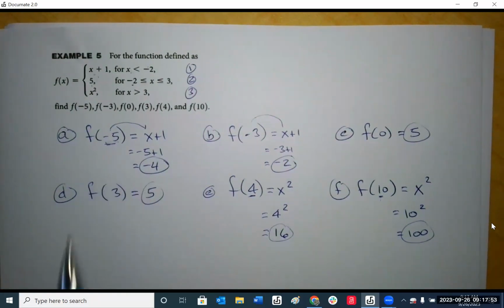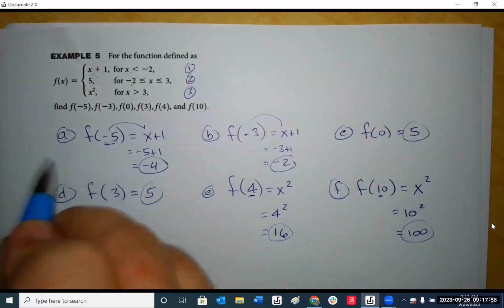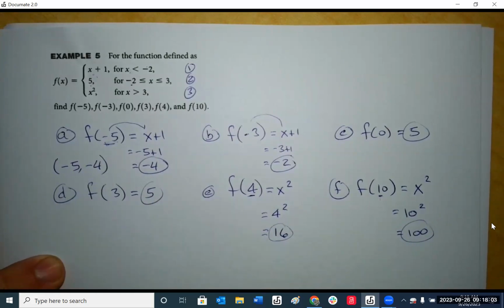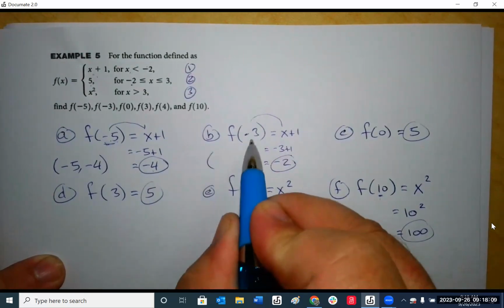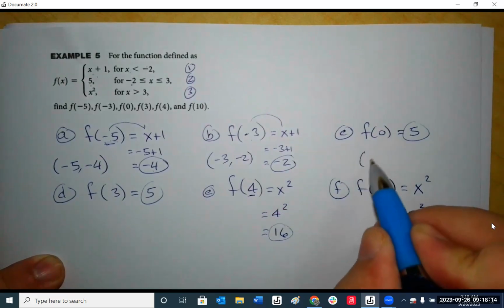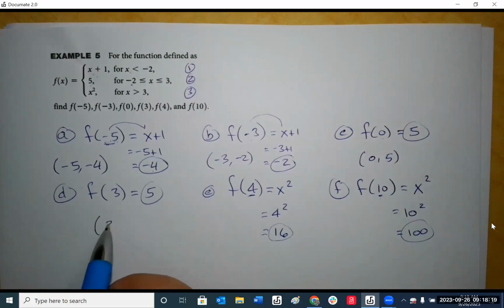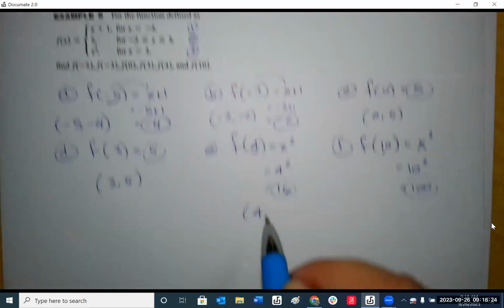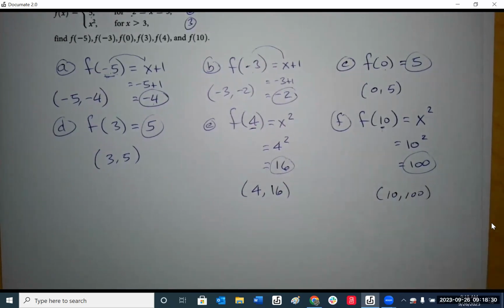Now, each of these things represent a point on a graph. This first one, the point is at -5, -4. That's a point on the graph. This is my x, that's my y. This next one's at -3, -2. 0, 5, 3, 5, 4, 16, and 10, 100.